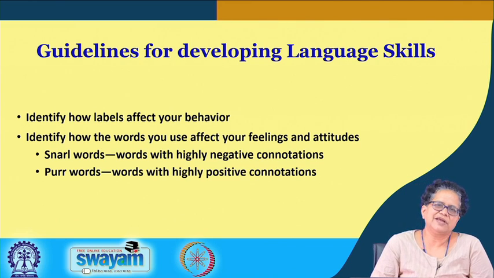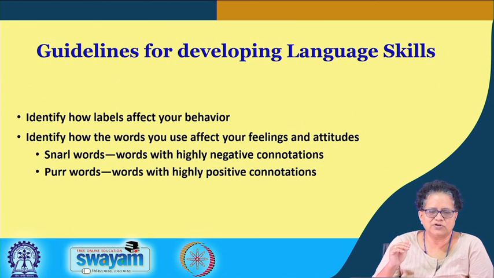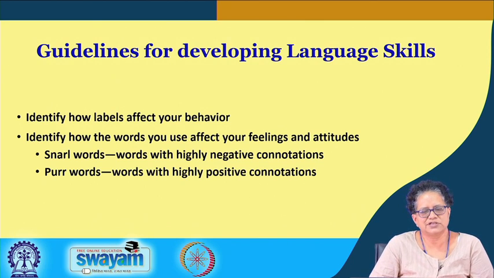For example, we have 2 instances here. First is snarl words, words with highly negative connotations, isn't it? For example, if an African American is called nigger, N-I-G-G-E-R, that is a snarl word for him or her. On the other instance, we have purr words, words with highly positive connotations.